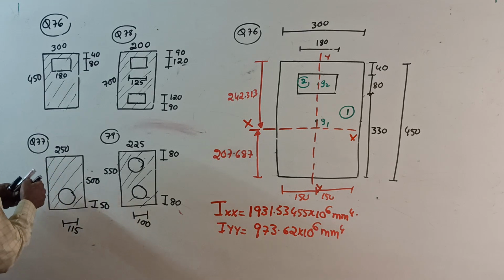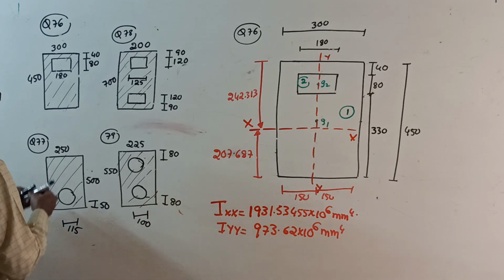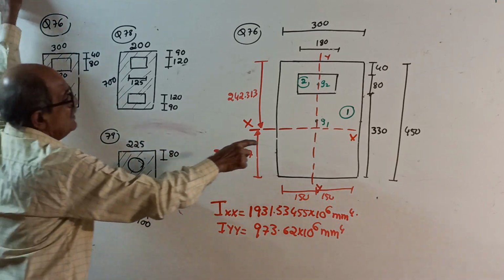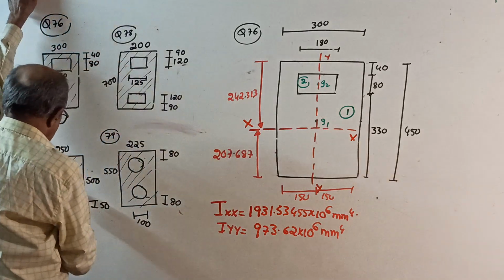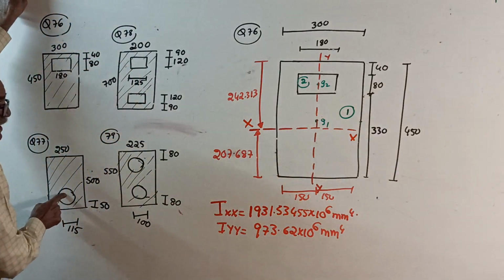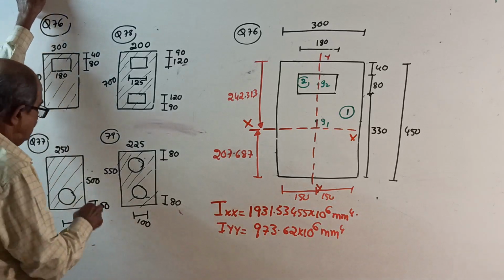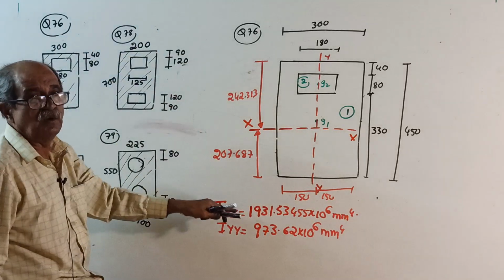Also, see, symmetrical about YY, XX you have to look at. Here you can make one thing. See, top cutout, centroid shifted a little below. Here, bottom cutout, centroid shifted a little above the center of the rectangle. I will write the answer for this one now, the same way.